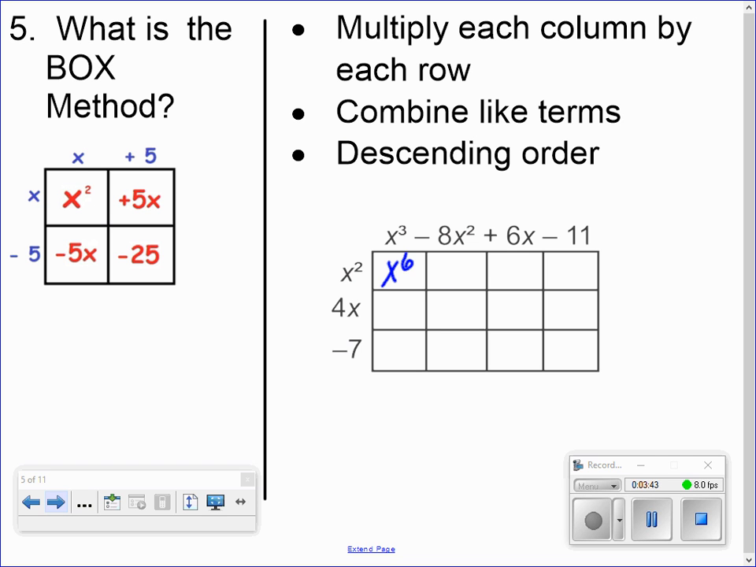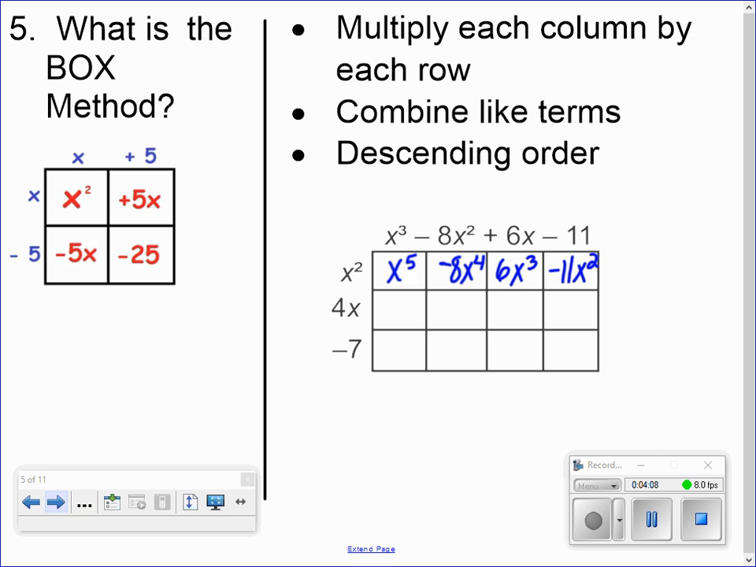So for this one, we would end up with x to the 6th power. Or no, not x to the 6th power. I forgot how to multiply. X squared times x cubed, add the exponents, that's x to the 5th power. X times negative 8x squared would be negative 8x to the 4th power. Again, we're adding the exponents. X squared times 6x would be 6x cubed. X squared times negative 11 would be negative 11x squared.